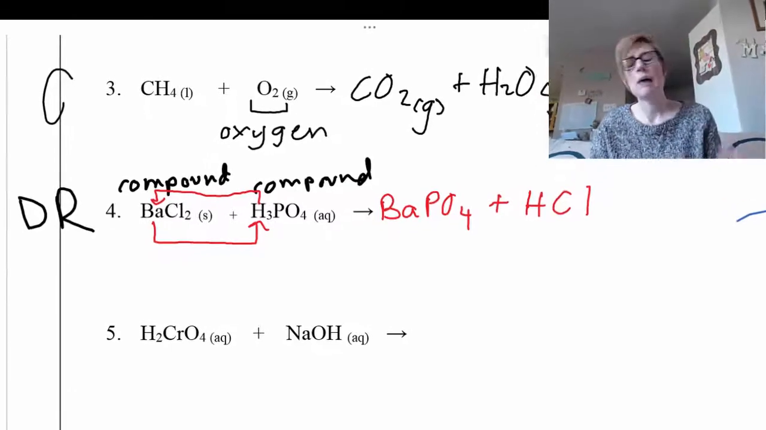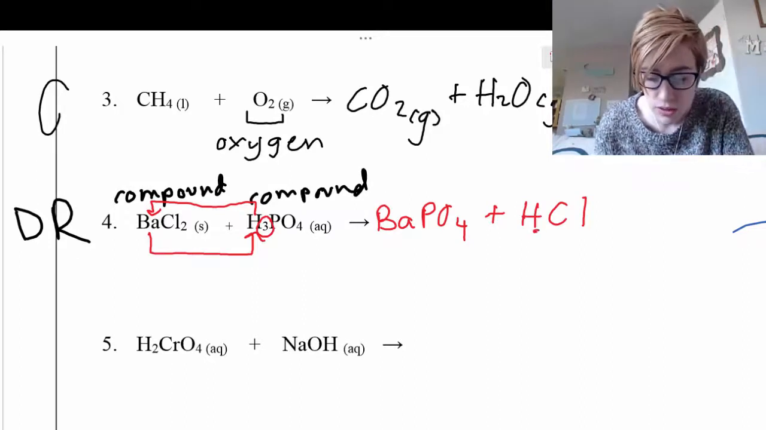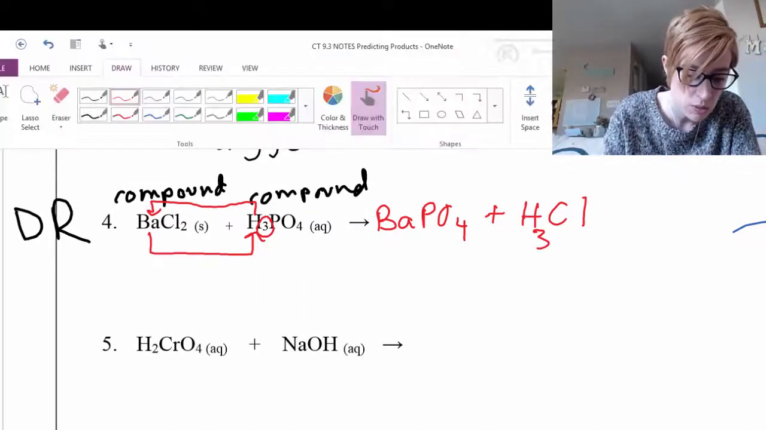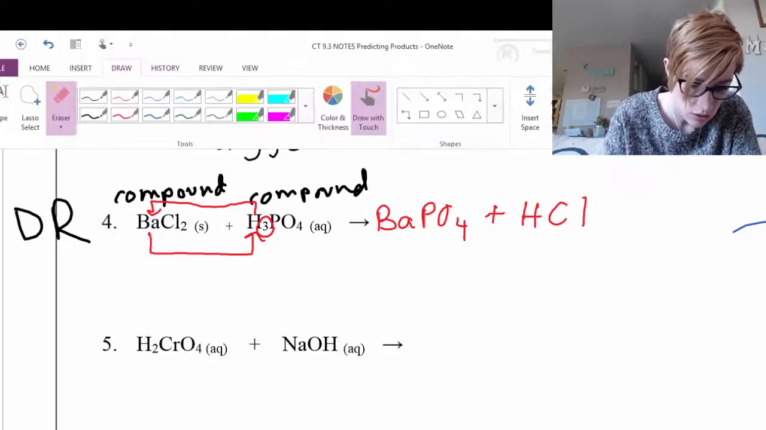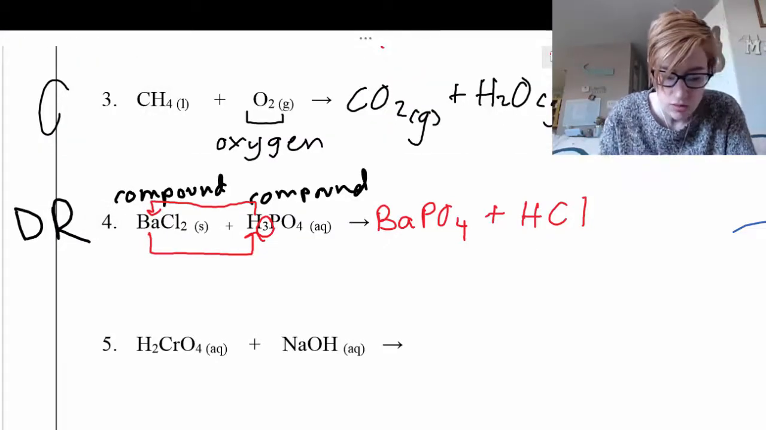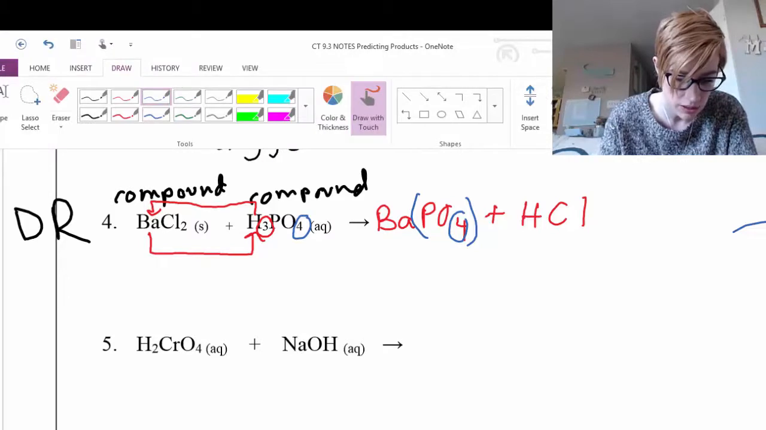Now, here's a common mistake. Kids are going to see the 3 next to the H, and they'll put the 3 here, but that's not what you're supposed to do. You cannot take the subscripts with you. You have to come up with your own subscripts. The only reason the 4 is still here is because it's part of the formula PO4. It's part of that polyatomic.